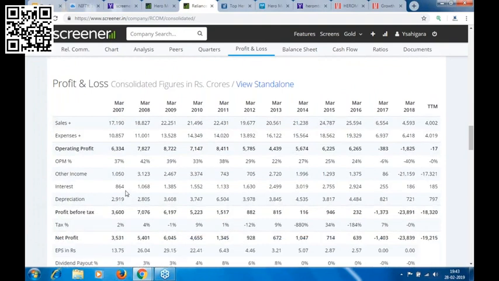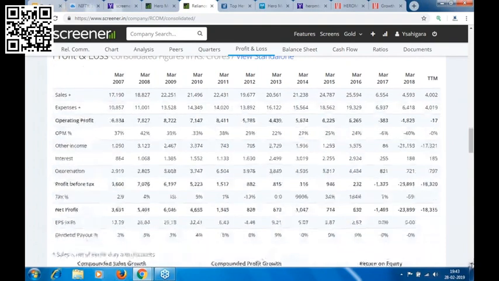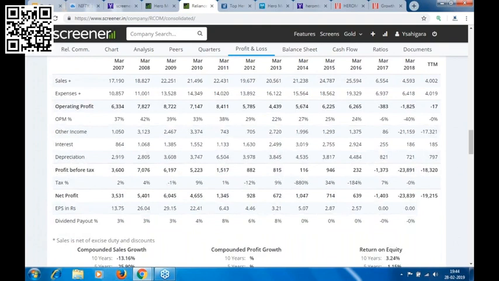Interest: the company has reduced its debt to some extent, because the interest over here was 2,924 and now it's only 185. But if the interest has reduced, that means the company has reduced its debt, and we need to see how they have done it. Either they have sold their fixed assets, or as we have seen in the cons section, the promoters have pledged their shares. Net profit of the company has gone from 3,531 to minus 19,215.